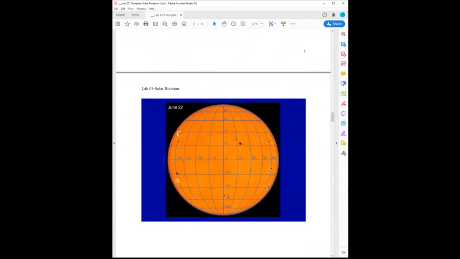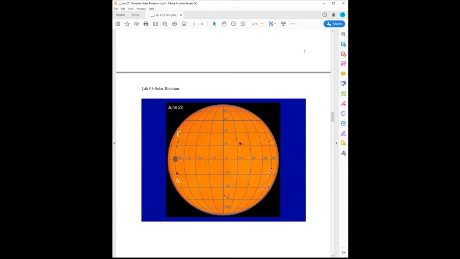Now this lab has at the very end several image files. You can see this one has June 22nd in the upper left-hand corner of the image there. And what you're seeing is the face of the sun. And there are lines marked off. There are longitude lines and latitude lines. And if you'll look at sunspot A right there, I kind of put a little marker beside it. That is on a longitude line that is 60 degrees. So it goes up here down to A, and you can see that's negative 60 degrees at that point.